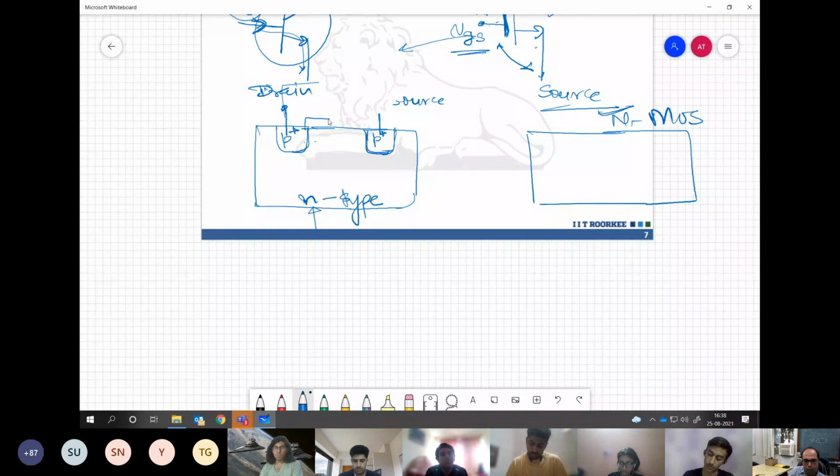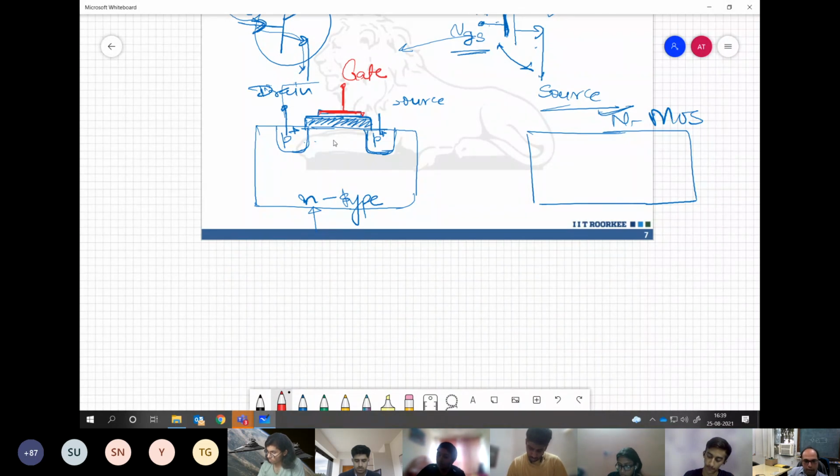So what we do, we put a silicon oxide layer above this. So this is non-conducting silicon oxide. And then we put a metal terminal, which we call the gate.